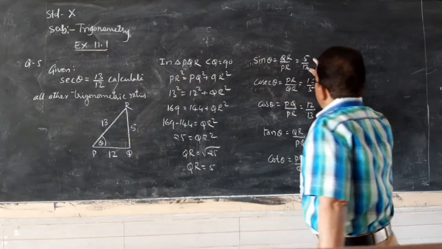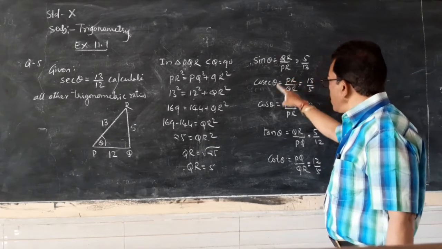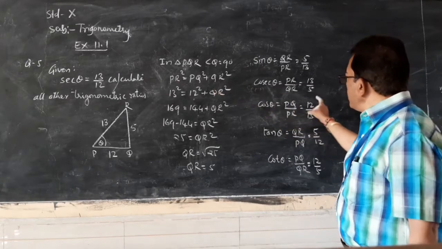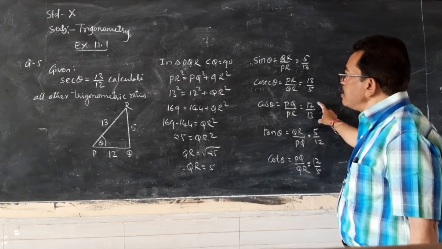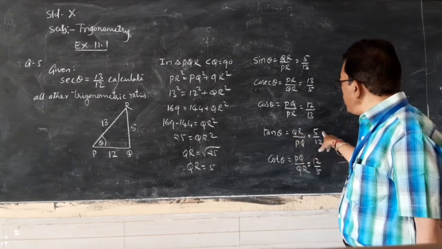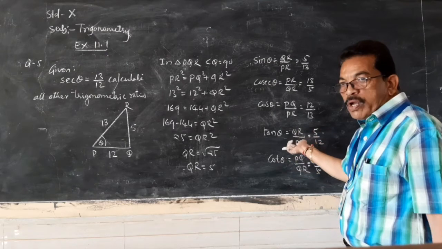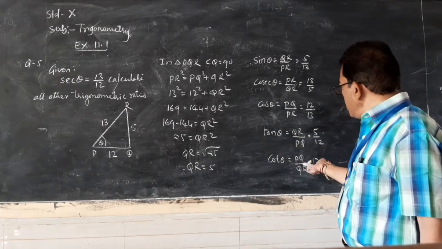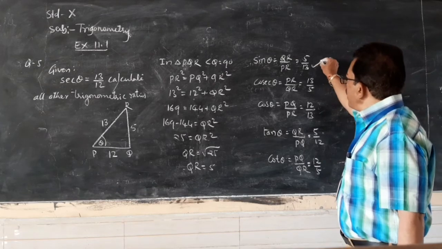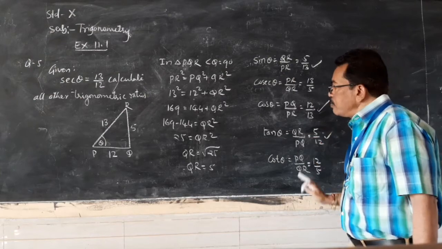Sin theta 5 by 13. Cosec theta is the reciprocal of sin theta. Cos theta we have calculated. Sec theta they have already given, the reciprocal of cos theta, 13 by 12. Then tan theta equals QR by PQ, that is 5 by 12. Then cot theta equals reciprocal of tan theta, that is PQ divided by QR, 12 by 5. Okay, this one sin theta, this one cos theta, this one tan theta, main ratios. These are the substitutes.